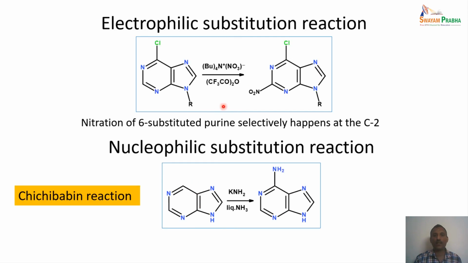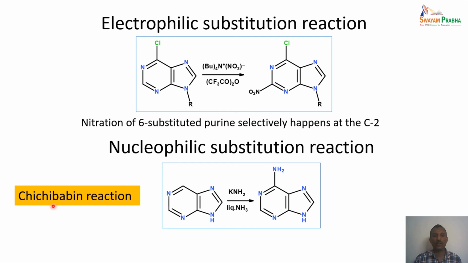And in the case of electrophilic substitution reactions, nitration of a 6-substituted purine derivative selectively happens at the C2 position as shown here. This is tetrabutylammonium nitrate in the presence of trifluoroacetic anhydride, which basically gives the selective nitration on the C2 position only.